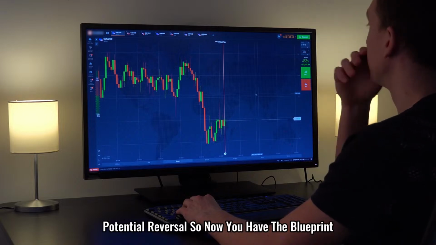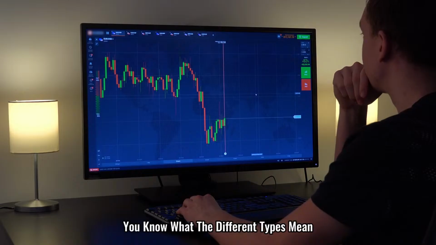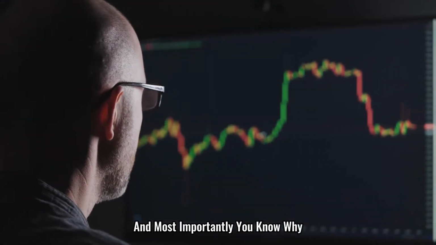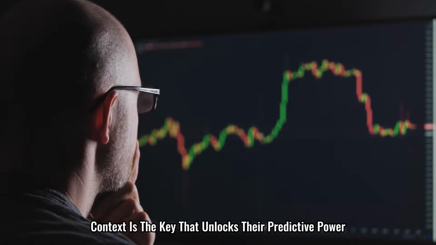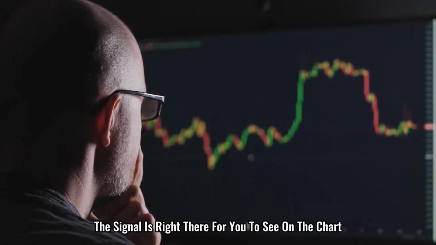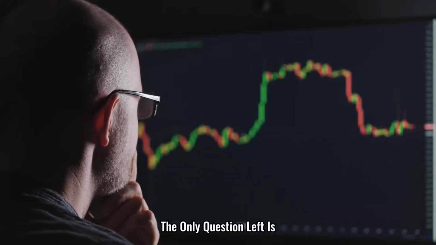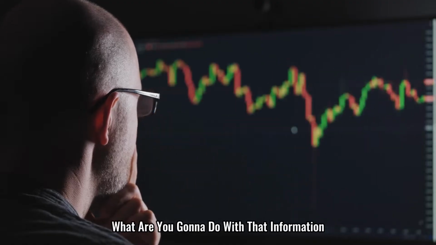So now you have the blueprint. You know what a doji is, you know what the different types mean, and most importantly, you know why context is the key that unlocks their predictive power. The signal is right there for you to see on the chart. The only question left is, what are you going to do with that information?